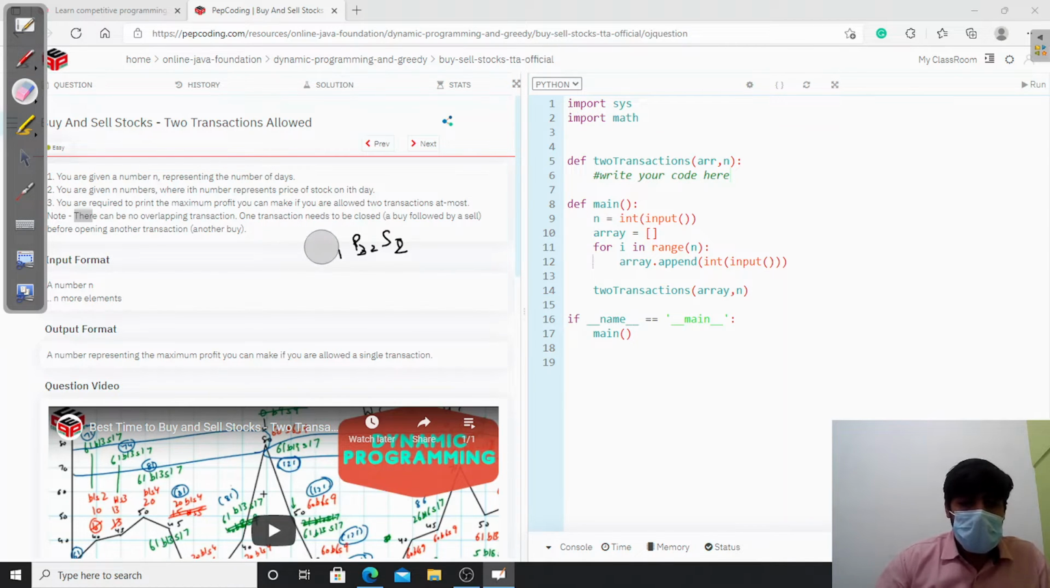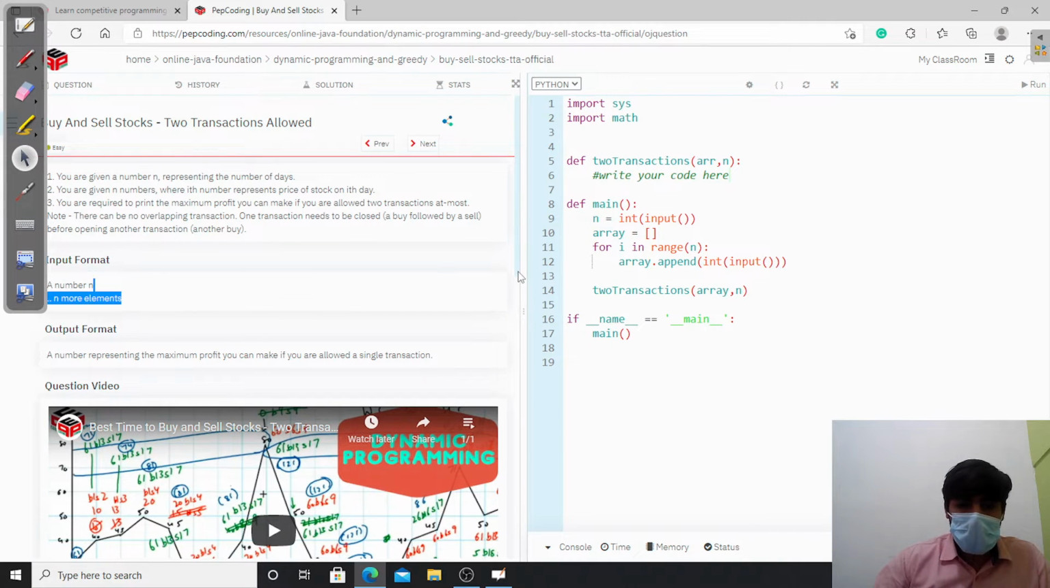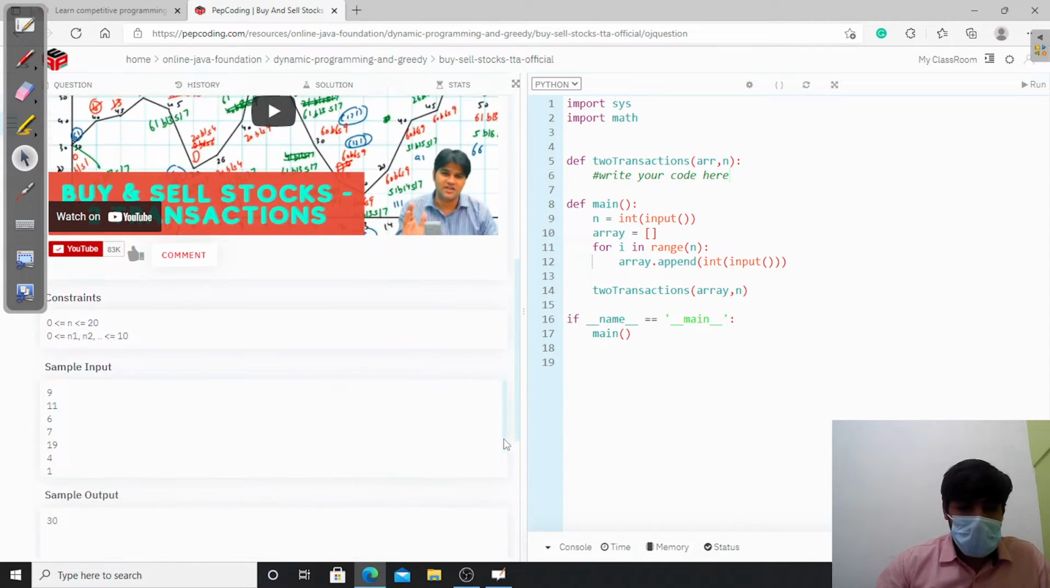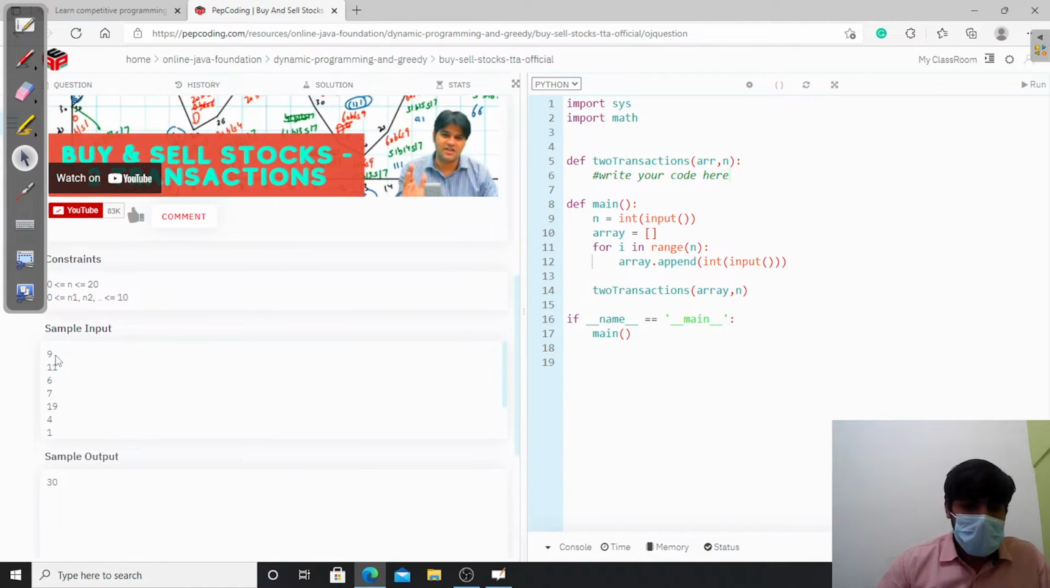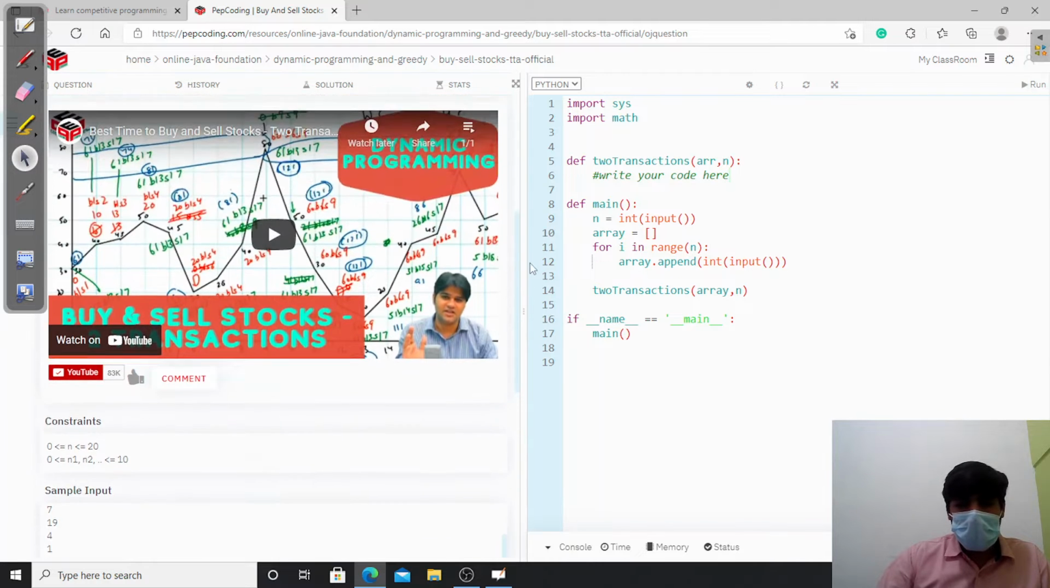Let's see our sample input and output. They are providing 9-day data. First day price is 11, second day 6, then 7, then 19, 4 and so on. And the sample output is 30, the maximum profit which we get after doing two transactions.